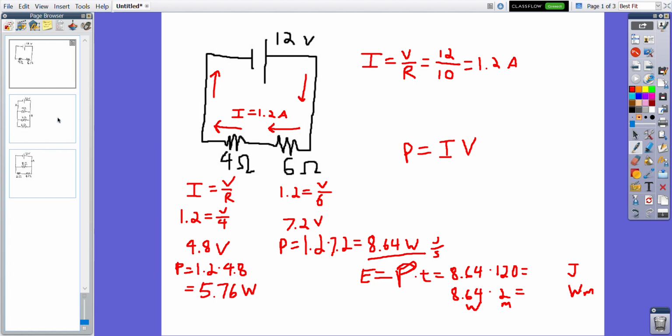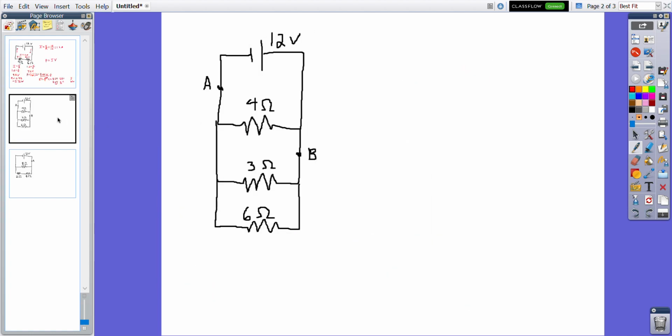I'm going to then go on to parallel. Usually parallel is a lot easier for people, so I'm going to go pretty quick into this one. One of the things you know for parallel is that all parallel branches get the exact same voltage. If there's no resistor in the main trunk, then you know they're all going to be 12 volts. So this is going to be 12 volts, this is going to be 12 volts, this is going to be 12 volts, this is going to be 12 volts.